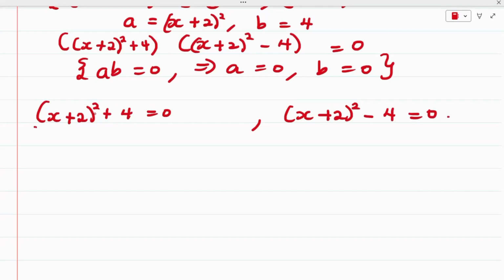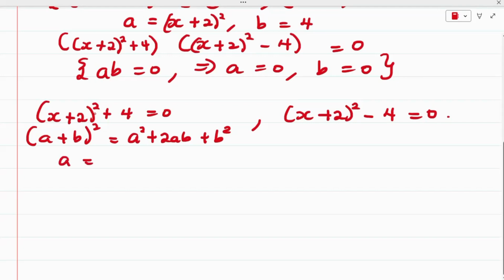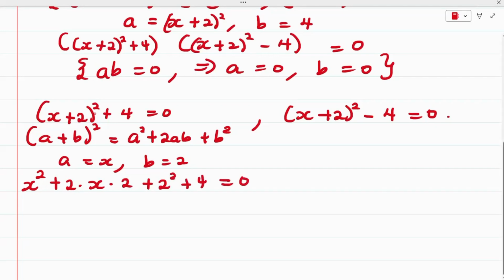So for the first one, we want to apply this property that says (a + b)^2 = a^2 + 2ab + b^2. So we want to apply this property to (x + 2)^2, and from that we have that a is equal to x and b is equal to 2. So applying this property, we have x^2 + 2·x·2 + 2^2 + 4 = 0.